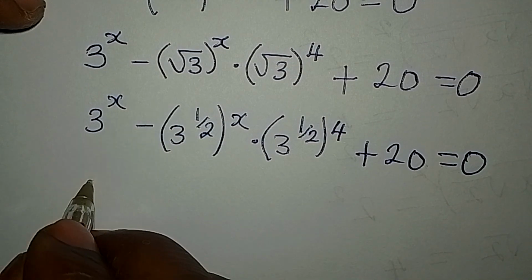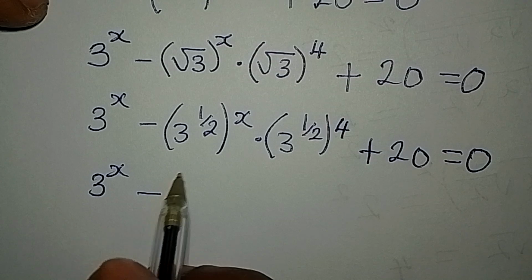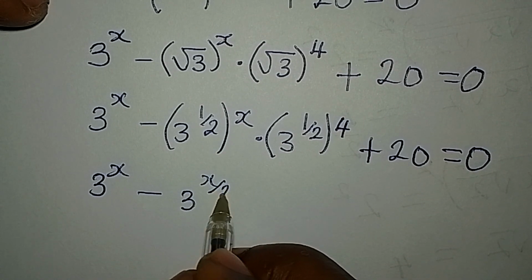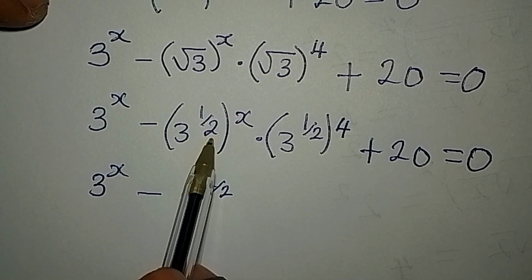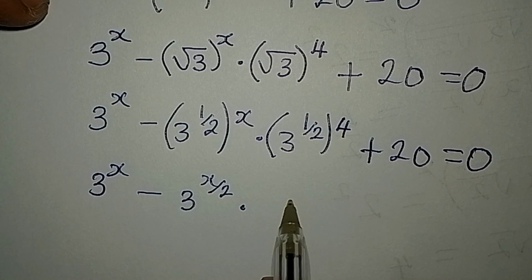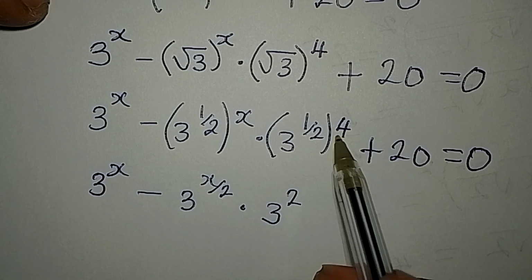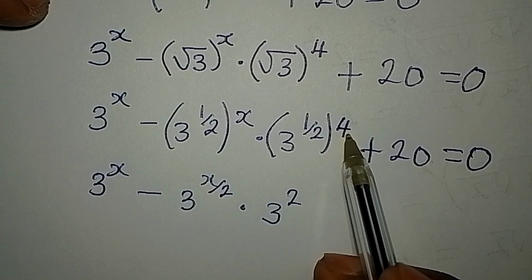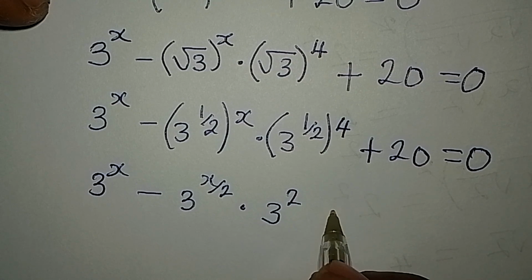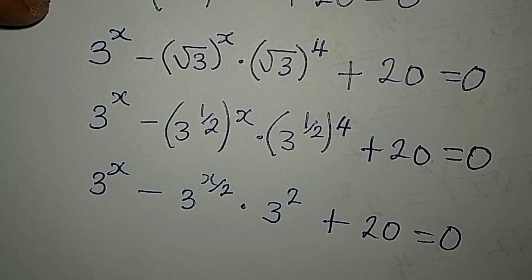Now, to continue with this, 3 to the power of x is still there, minus, from here, we have 3 to the power of x over 2, because 1 over 2 times x is x over 2, then multiply by 3 to the power of 2. How did I get 2? 2 can cancel this, and we're having just 2 left. So this is 3 to the power of 2. Then we have plus 20, and this is equal to 0.